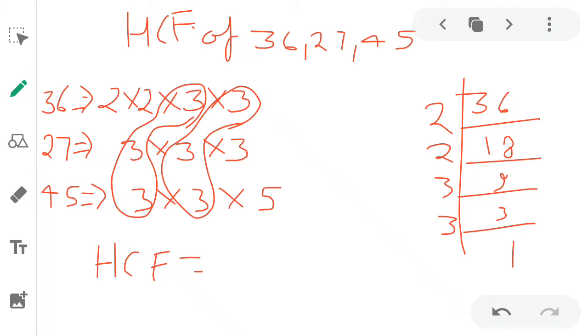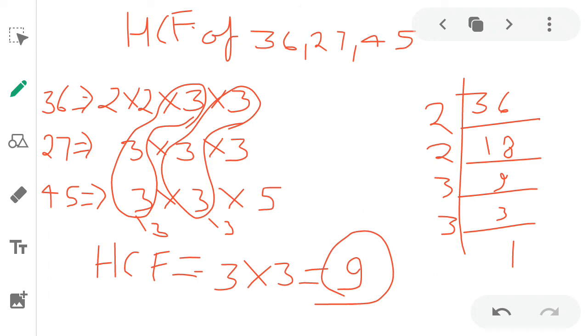Now we multiply the common factors. HCF is equal to, from these 3 we make one 3, from these 3s we make one 3. HCF is equal to 3 multiply 3 is equal to 9. 9 is the HCF of 36, 27 and 45.